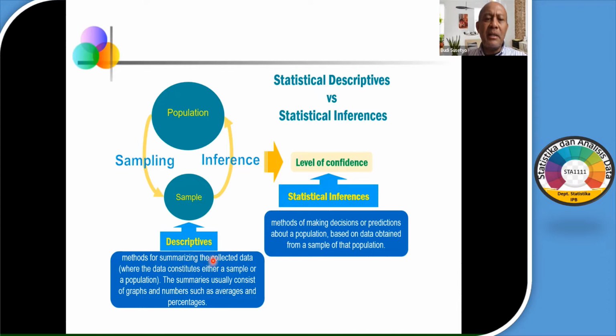just summarizing the collected data with tables, with graphics, and so on. And then on the other side, you can also use inferential statistics. In inferential statistics, you will get a level of confidence. This statistic is not 100% correct, but we use the level of confidence, and then we make a statistical inference based on the data. Okay.